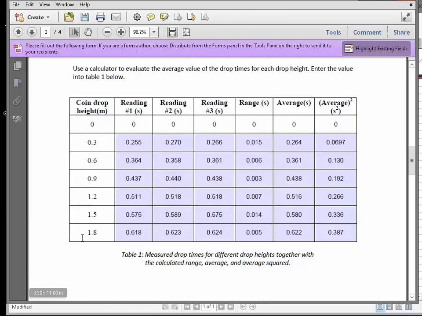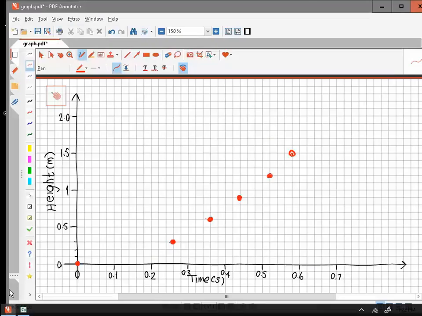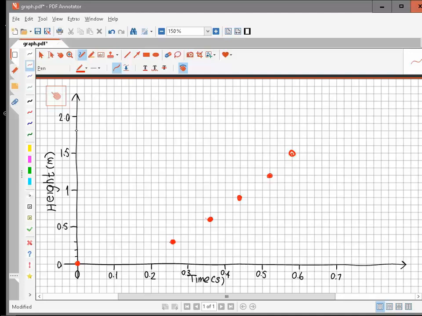And our last data point, 1.8, 0.62. 1.8 is over here. This is 0.6 and this is 0.62. So there's our graph.